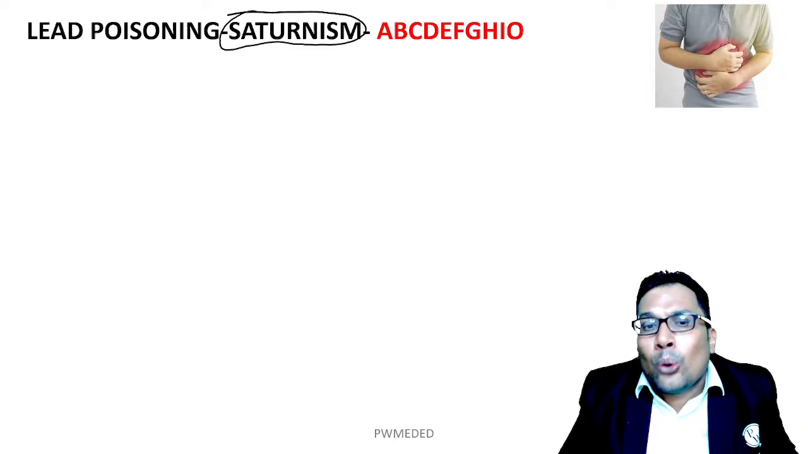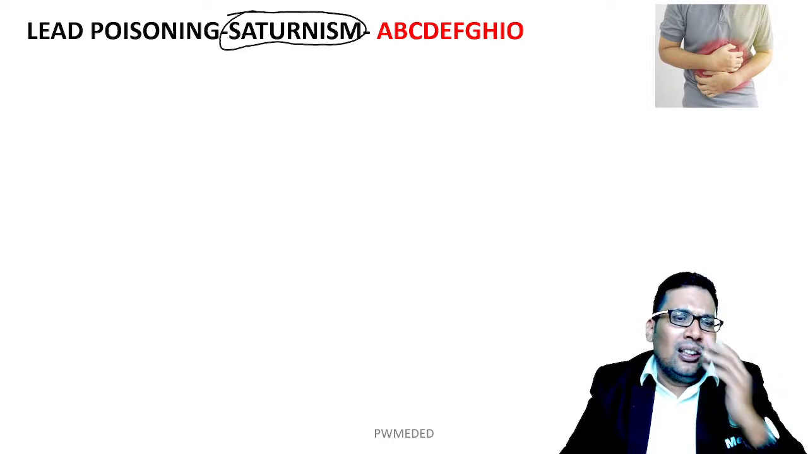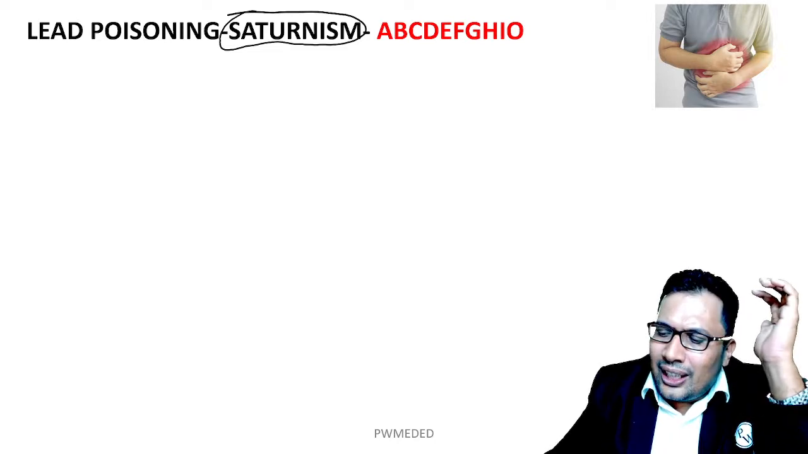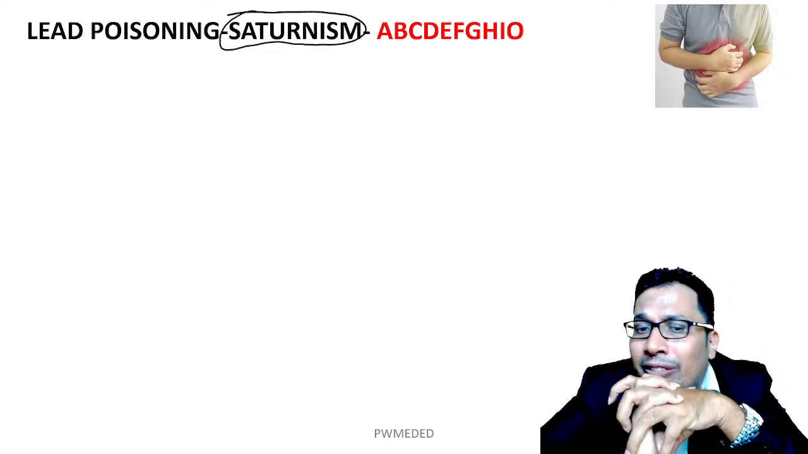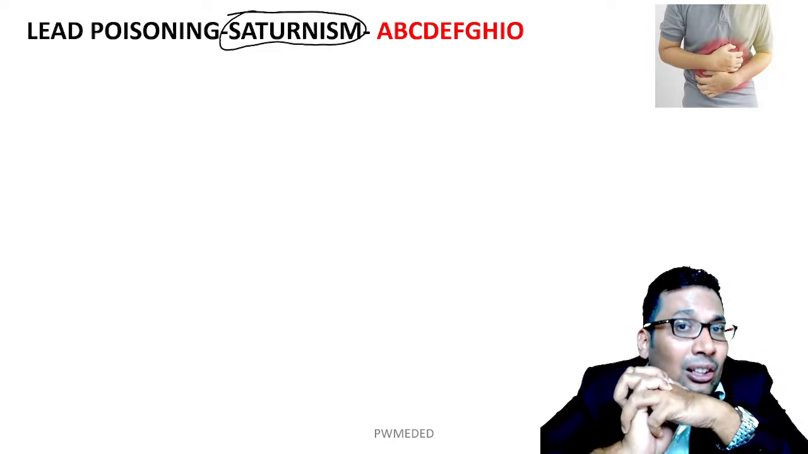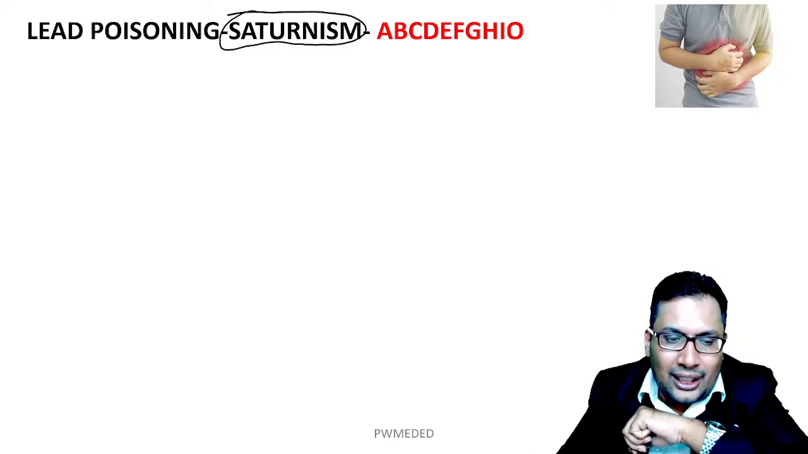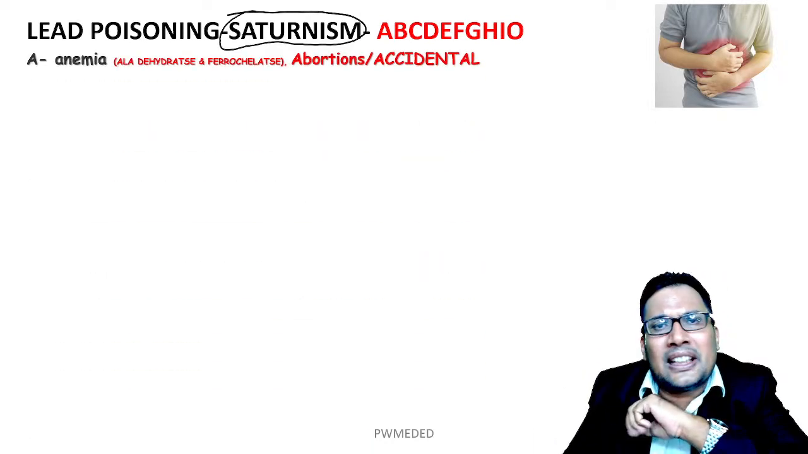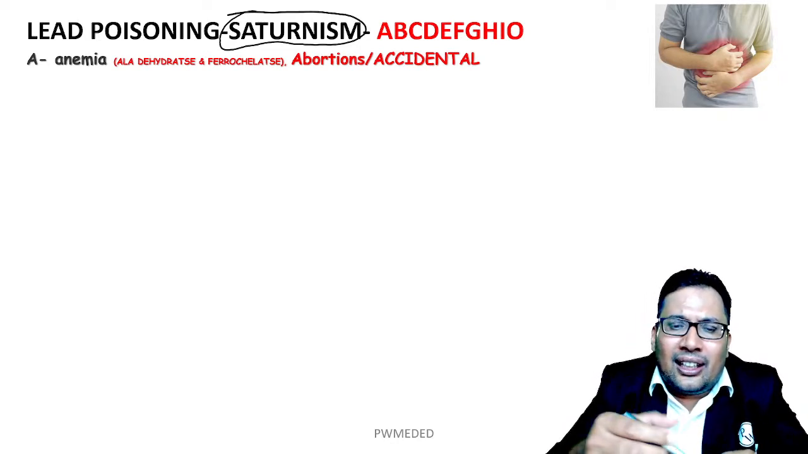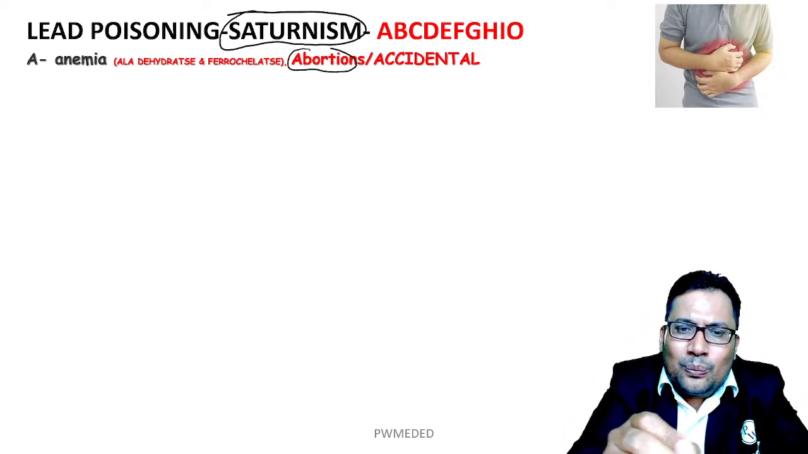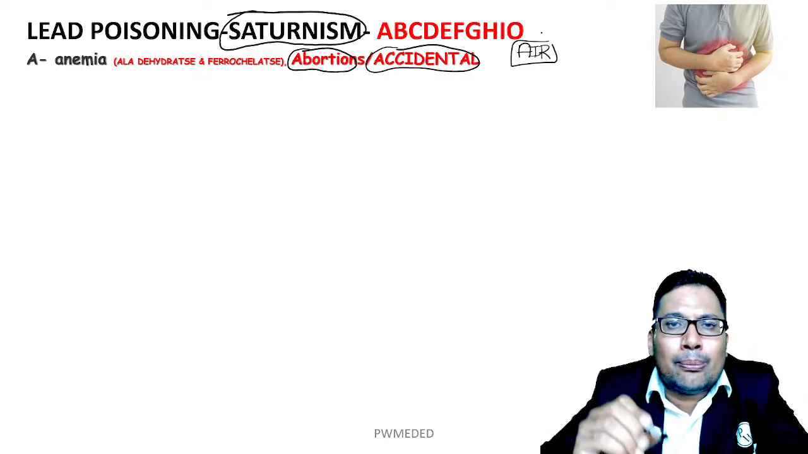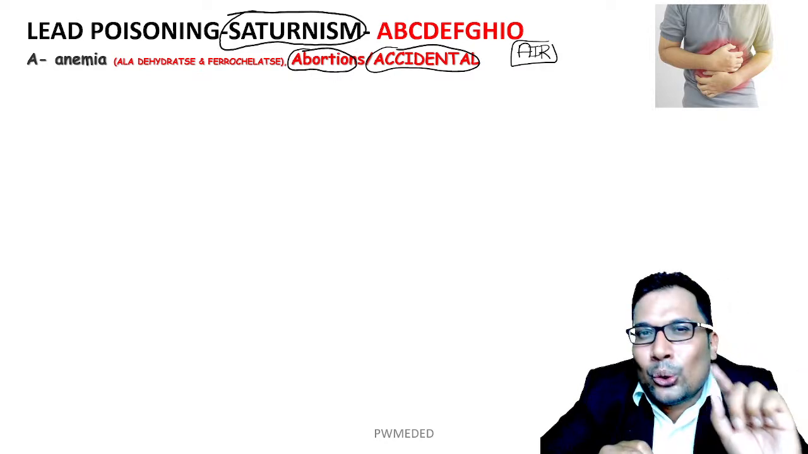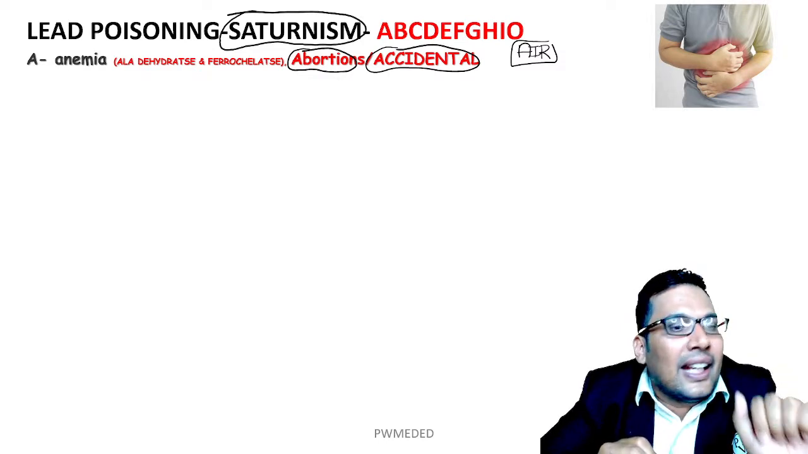Lead poisoning causes motor neuropathy. Whenever I remember A in lead poisoning, I remember ALA dehydratase and ferrochelatase, and also anemia. So A for anemia, it can lead to abortion, and it can lead to accidental poisoning also. The most common source is the air. Once again remember, in arsenic poisoning the most common source is water. Here it is the air.